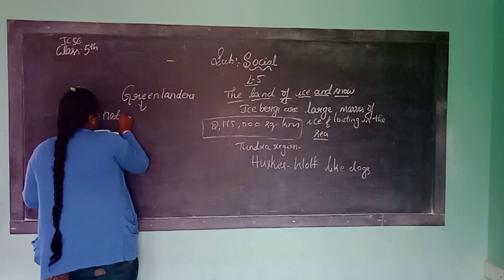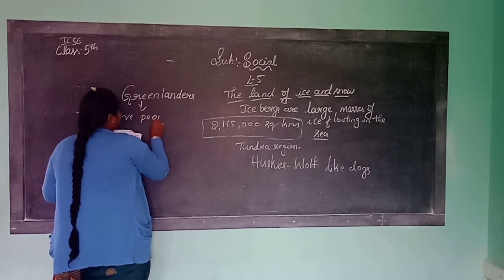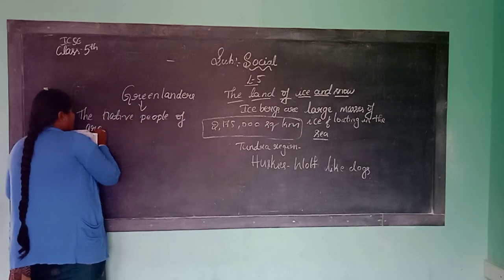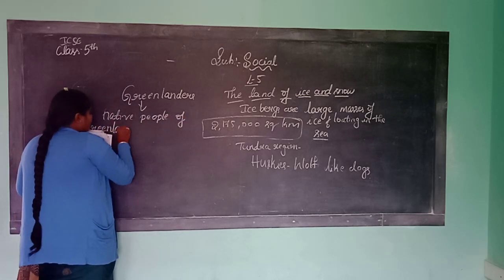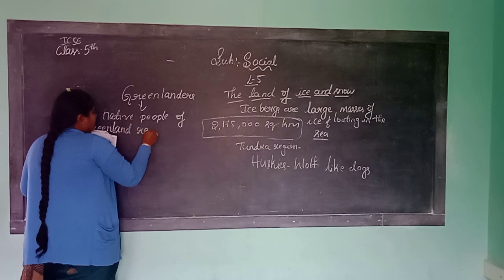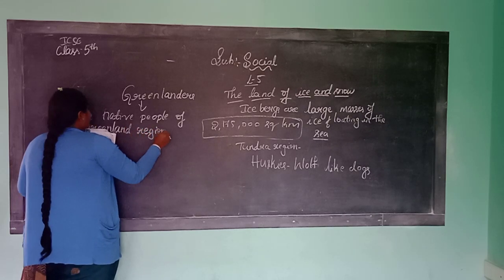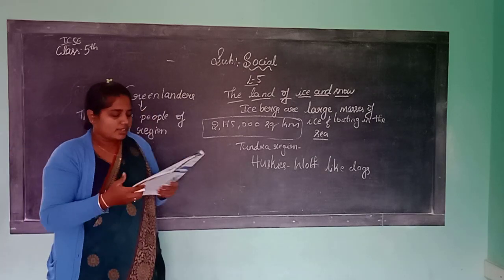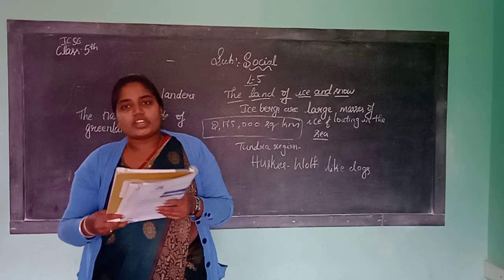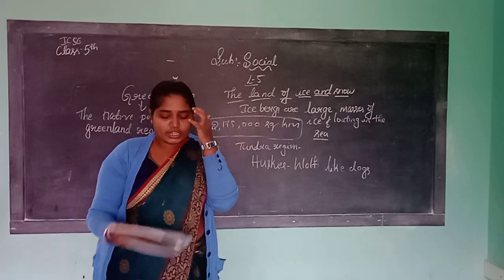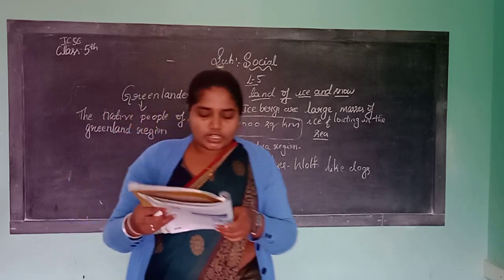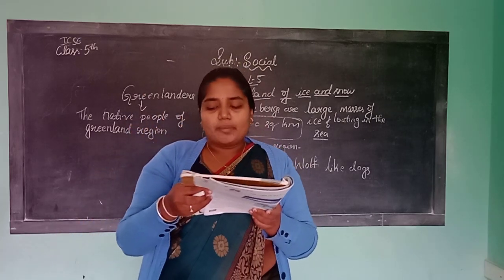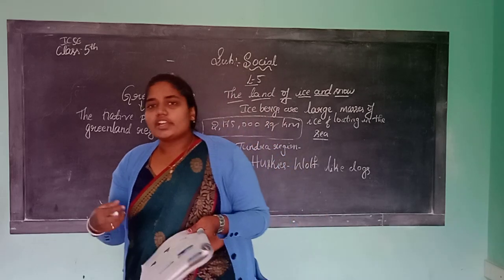The native people of Greenland region are known as Greenlanders, and are mainly of Eskimo origin. So where are they from? The Eskimos who originally came from North America have learned to live in the harsh climate by working hard.